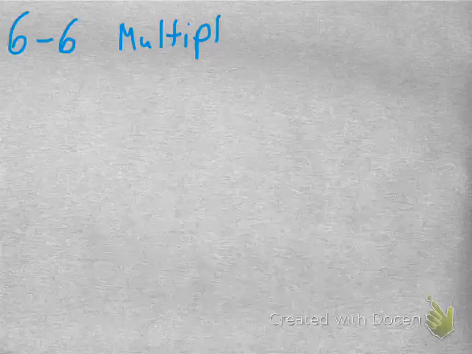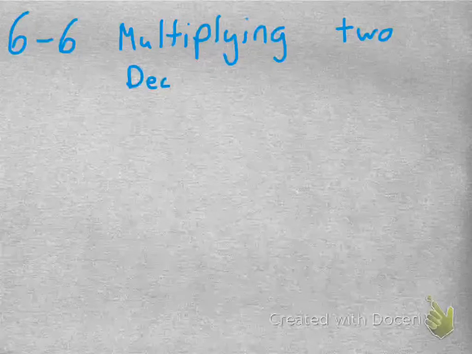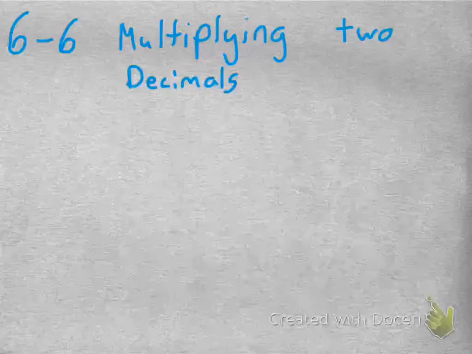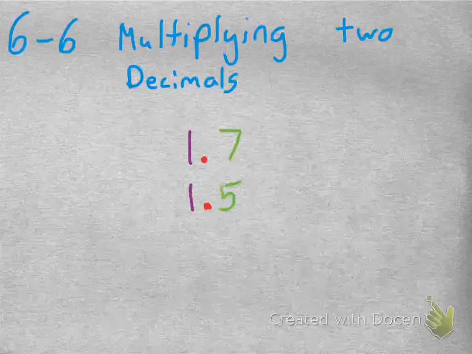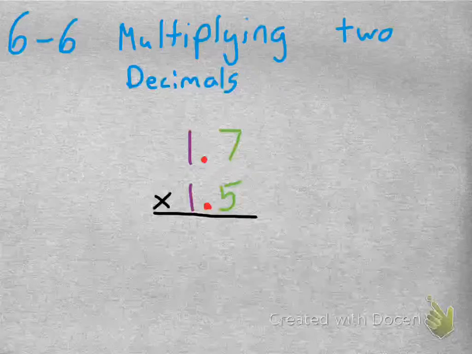So lesson 6-6 is going to be pretty easy. It's very similar to 6-5, except for now we're going to be multiplying two decimals. The steps are basically the same. So if I have 1 7/10 times 1 5/10, I'm just going to imagine it says 17 times 15 and do my regular multiplication.